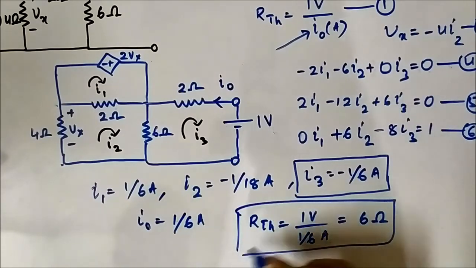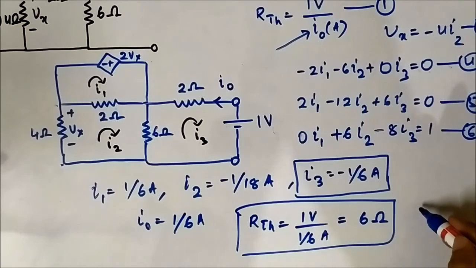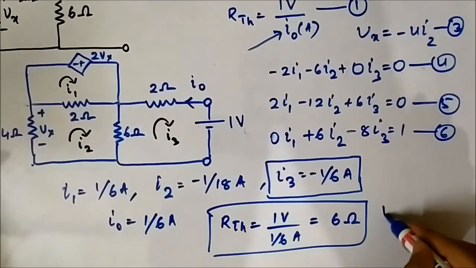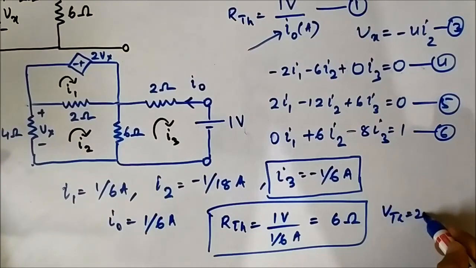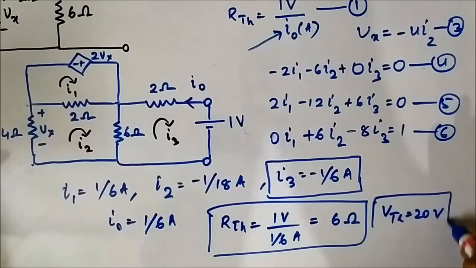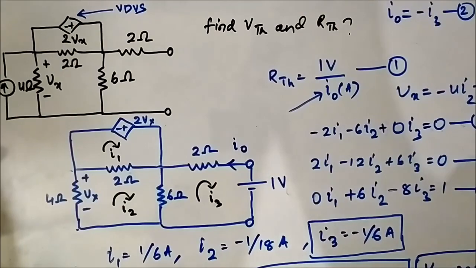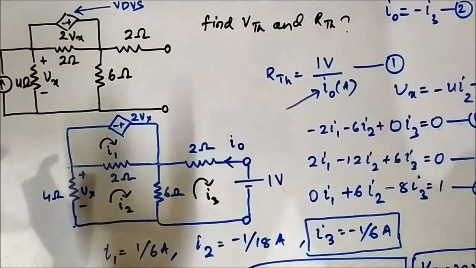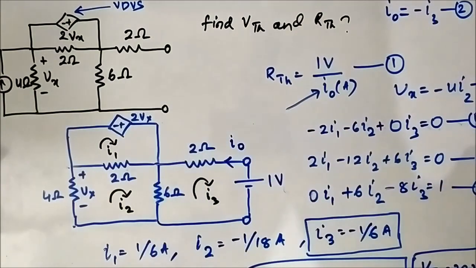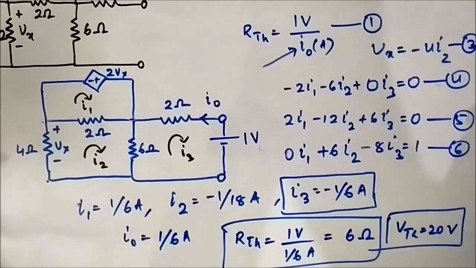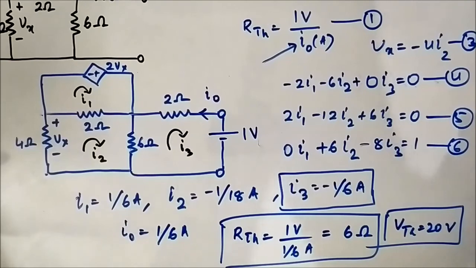So VTH we got as 20 volt, and RTH is 6 ohm. So we got the two results for this circuit. It was a bit lengthy because there were 3 meshes involved in each of the circuit analyses, so a lot of mesh equations. So we solved the circuit: VTH 20 volt, RTH 6 ohm.